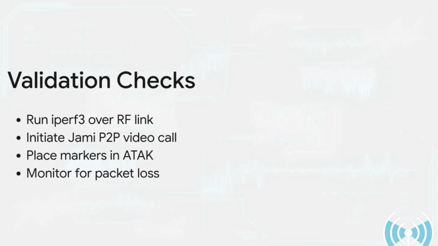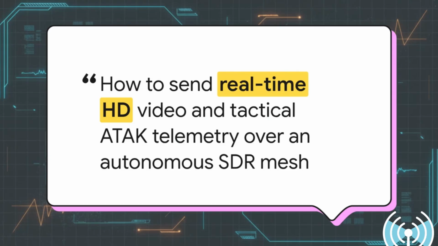Next, kick off a direct Jami P2P video call to appear on your 192.168.50 subnet to verify stream stability and make sure packet loss over the AD9363 channel is minimal. Finally, drop a few positional markers in ATAK. You need to confirm that those cursor-on-target placements replicate instantly with low latency across all connected Android devices on the mesh.